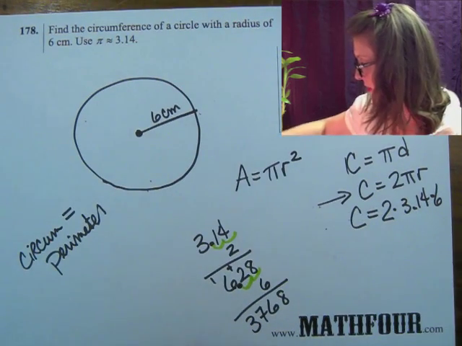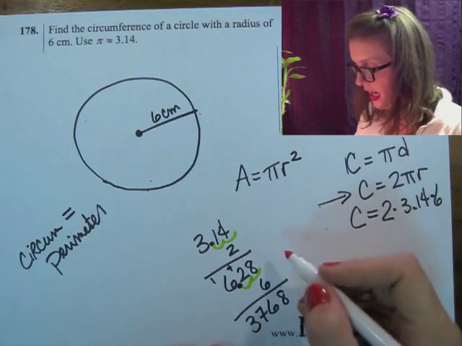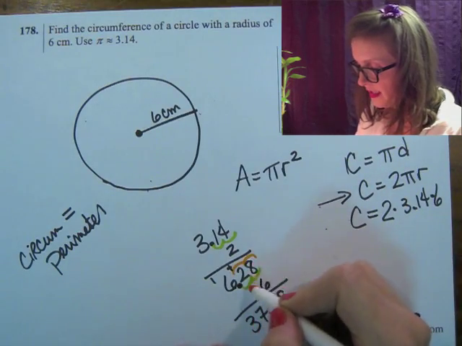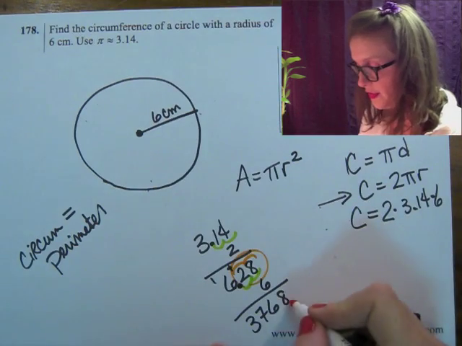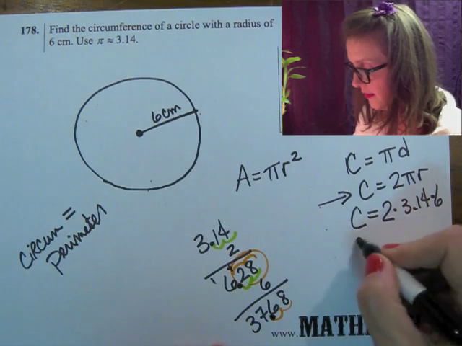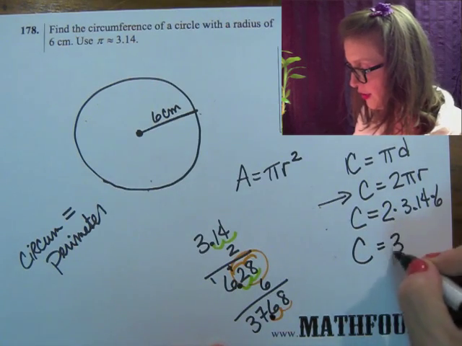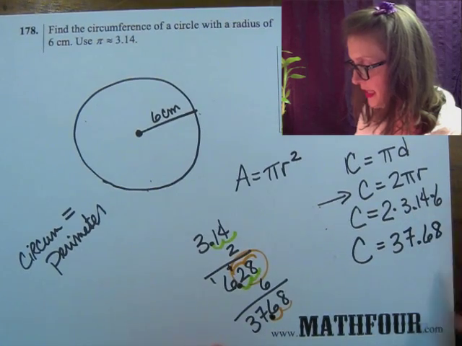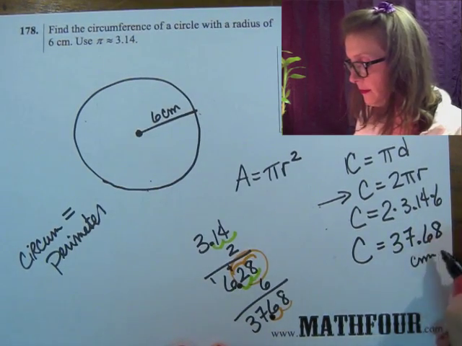Same thing, except let's use a different color. I have 2 decimal places, these 2. So I'm going to go 2 decimal places here and put my decimal there. So circumference is 37.68. And this is centimeters.